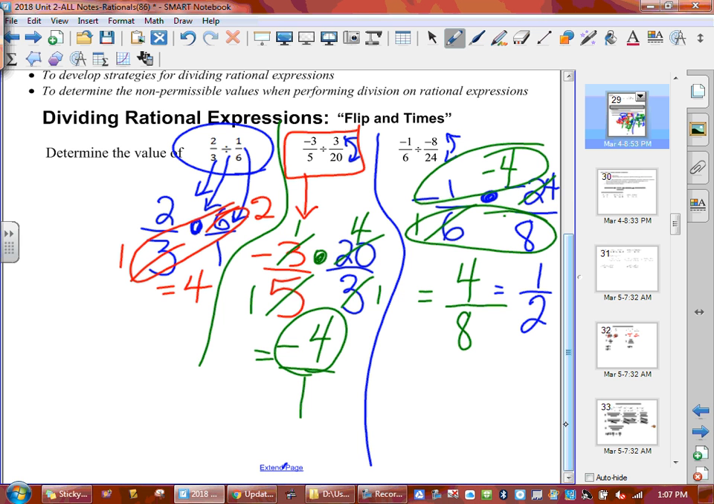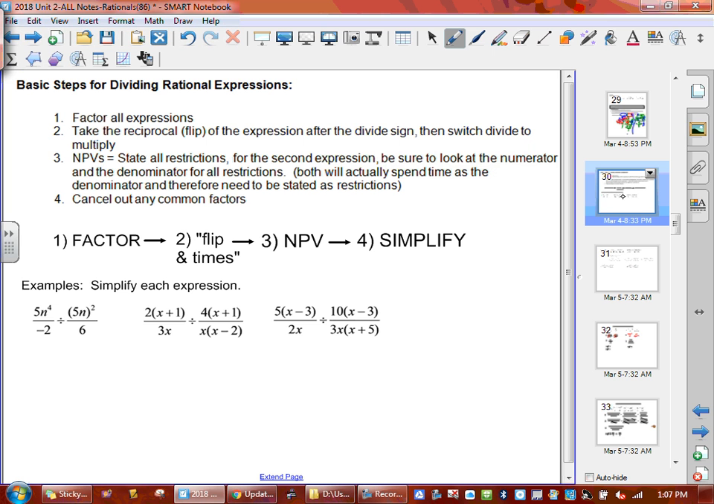So now we're going to read the rules. So the rules tell us for division on the bottom of your page 14. We need to factor everything first. So that's our first step. Here's the bottom of your page, says basic steps. So F for factor first, always, always. Then we need to flip the right-hand side. Okay? After we flip the right-hand side, then we state all NPVs. Last step is to simplify by canceling out common factors. That's your simplifying stage.